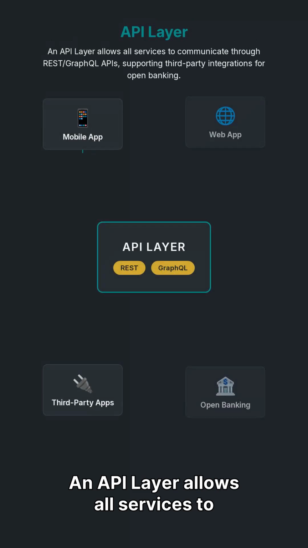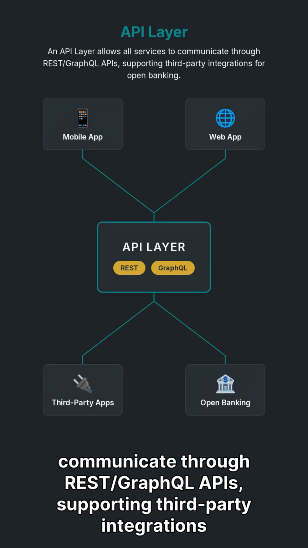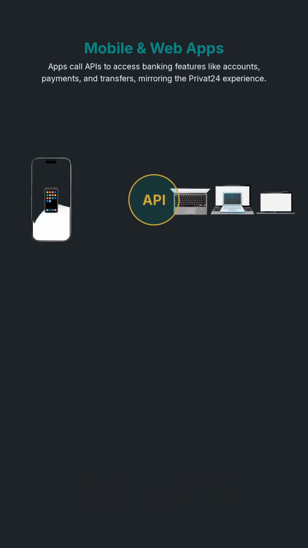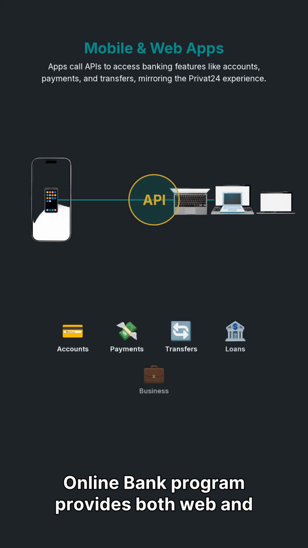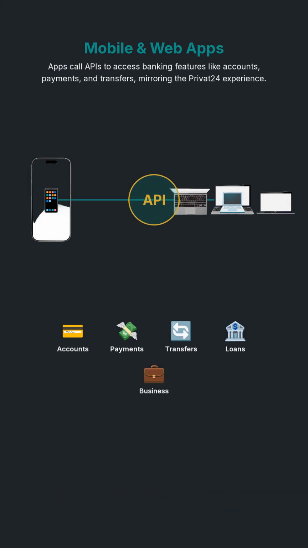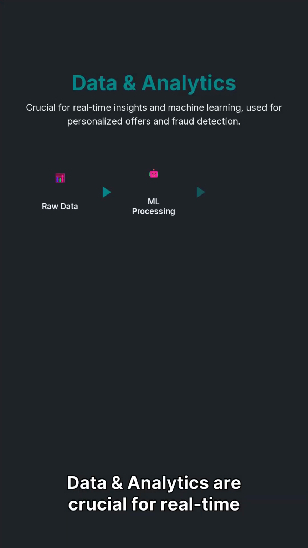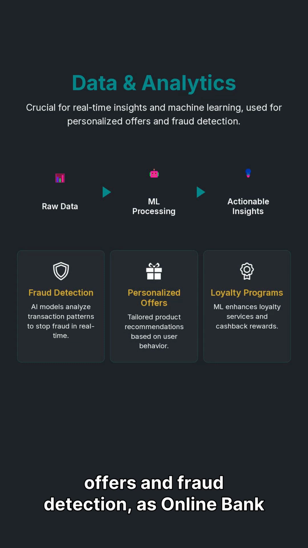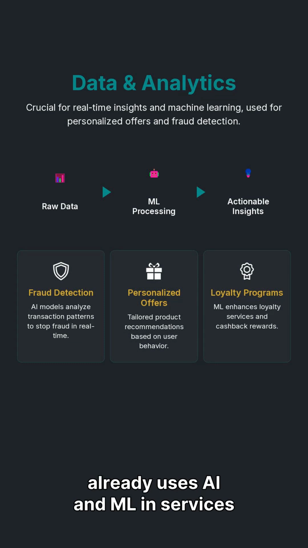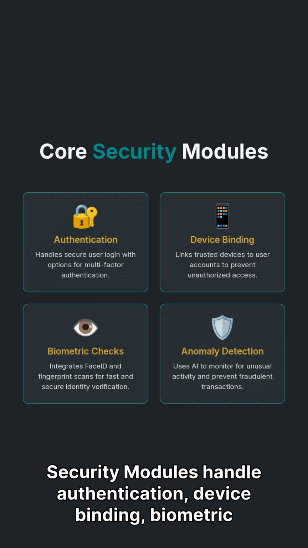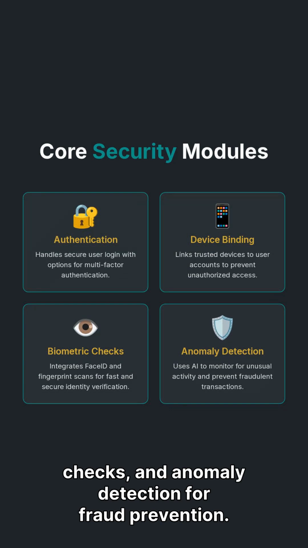An API layer allows all services to communicate through REST/GraphQL APIs, supporting third-party integrations for open banking. Mobile and web apps call these APIs to display user data. Online Bank Program provides both web and mobile access to accounts, payments, transfers, loans, and business services. Data and analytics are crucial for real-time insights and machine learning, used for personalized offers and fraud detection, as Online Bank already uses AI and ML in services like loyalty programs. Security modules handle authentication, device binding, biometric checks, and anomaly detection for fraud prevention.